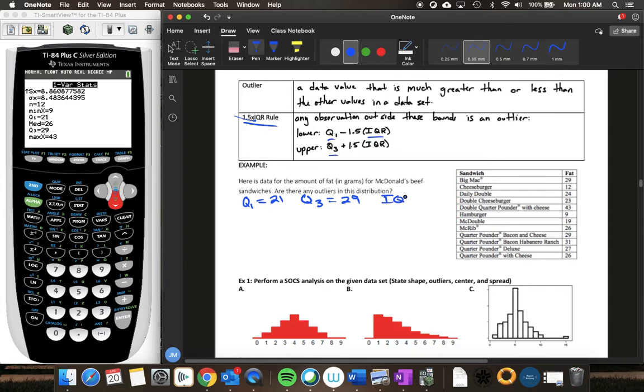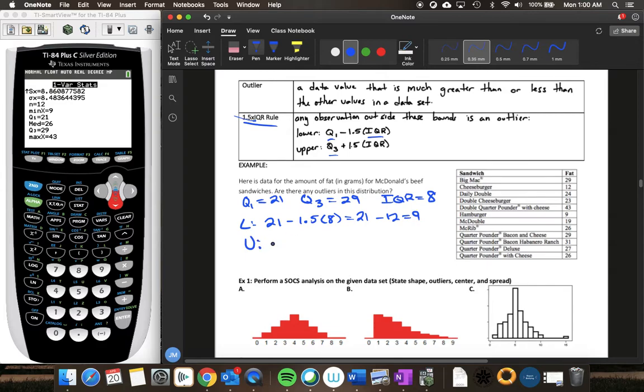So IQR, remember, you're just going to subtract those numbers. 29 minus 21 is 8. So now we can focus on our lower and upper bounds. For the lower bound, we're going to take 21 minus 1.5 multiplied by 8. So that would be, let's see, 21 minus 12 is 9. So that'll be the lowest number that's acceptable.